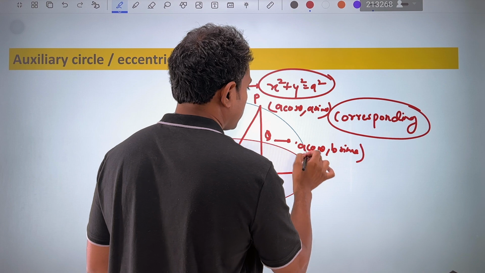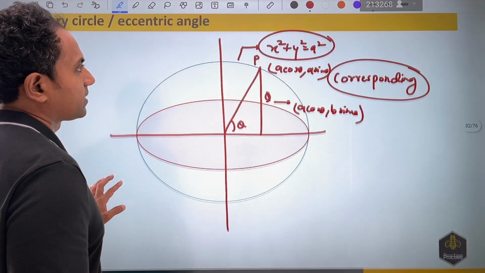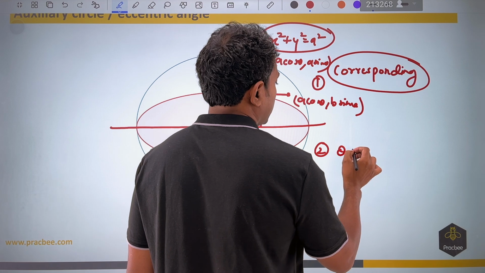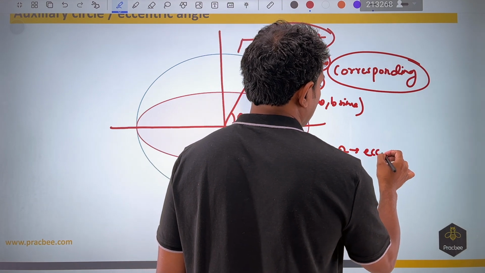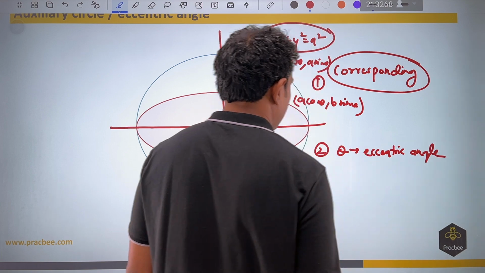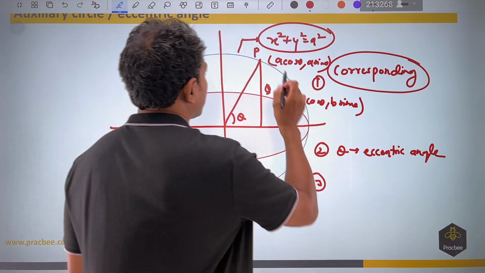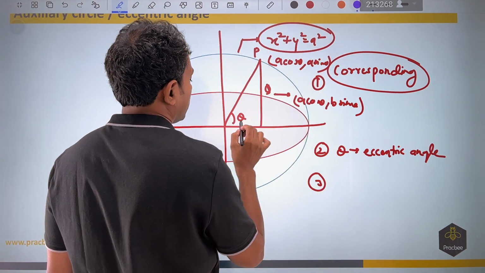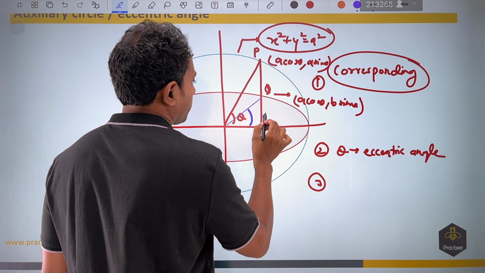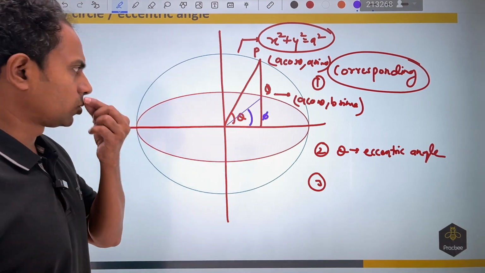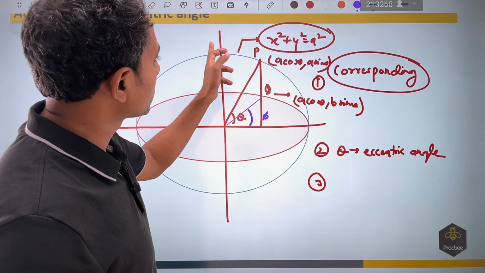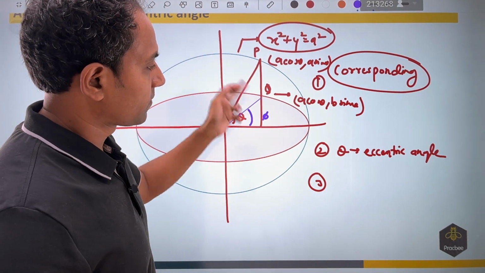So there are a few things to be observed here. One, this angle theta has a name. It is known as the eccentric angle. And the third is that there is a geometry between theta and this point if you draw it directly. This angle will be equal to phi, which might or might not be equal to theta. There are two scenarios where it will overlap, and that is when the point goes to the extremities of the axis. Otherwise this will not map.